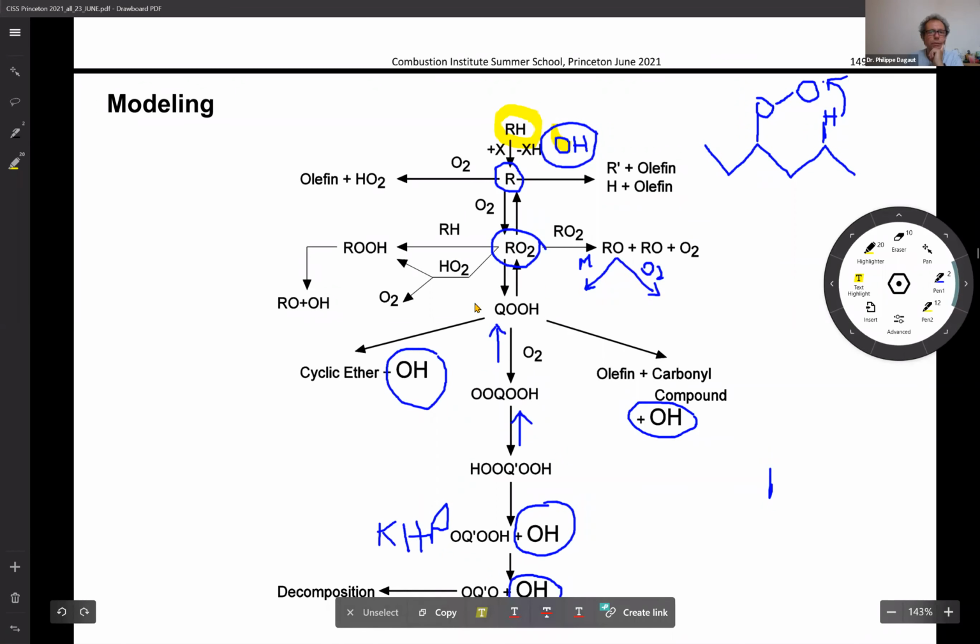And RO2 can also react with other species like the fuel or formaldehyde or other species from which they can abstract an H atom to produce ROH, hydroperoxy radical. They can react with HO2 also to produce this ROH. And ROH can decompose and produce OH plus alkoxy, so the same products as on this side.